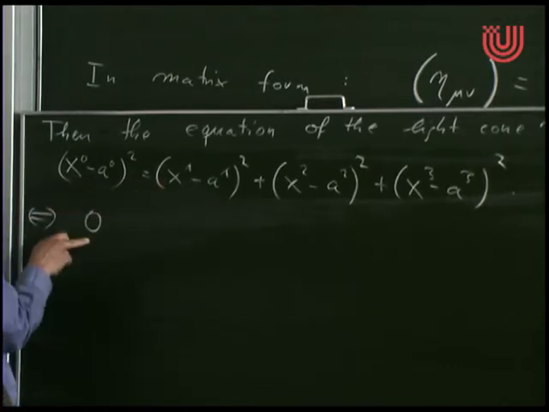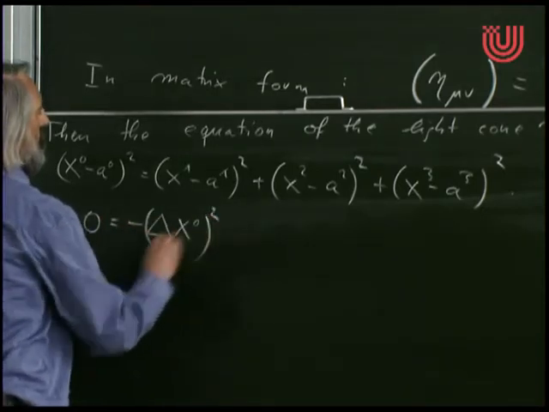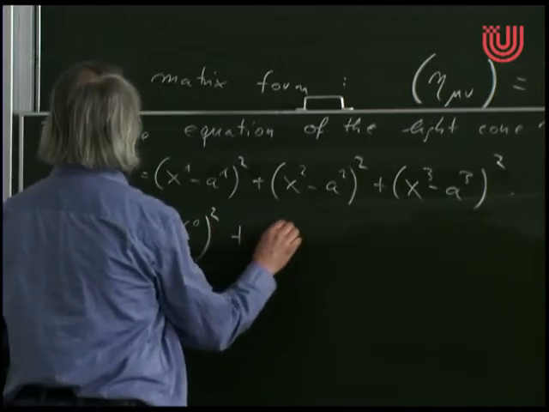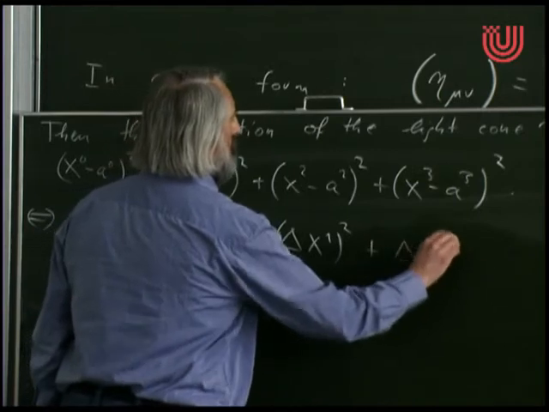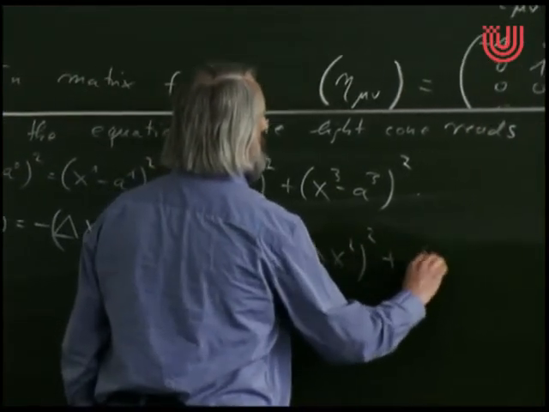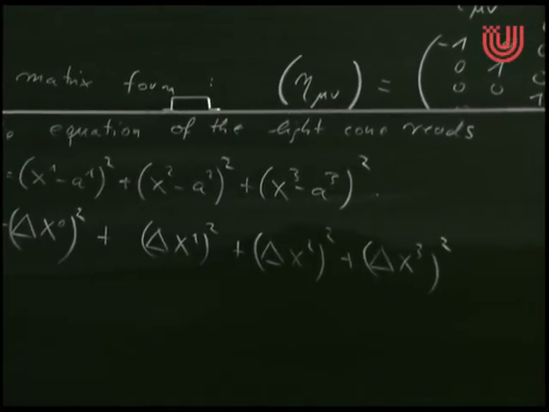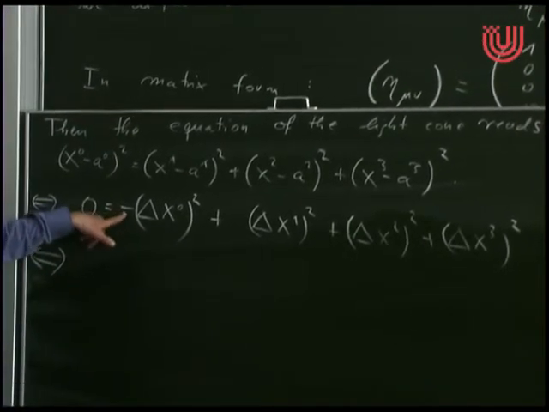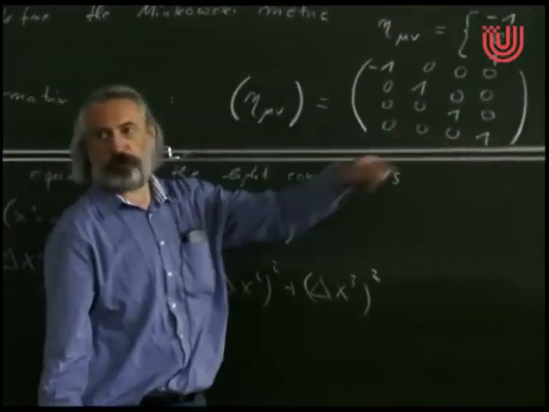So I take this to the other side, so I have a 0 here. And then I have minus delta x naught squared. By this I mean this expression, x naught minus A naught, now written as delta x naught, plus delta x1 squared plus delta x2 squared plus delta x3 squared. And this can be written now with the help of this eta symbol. You see, because I have here 1 minus and 3 times a plus, that's why I introduce this in this way, with 1 minus and 3 pluses.